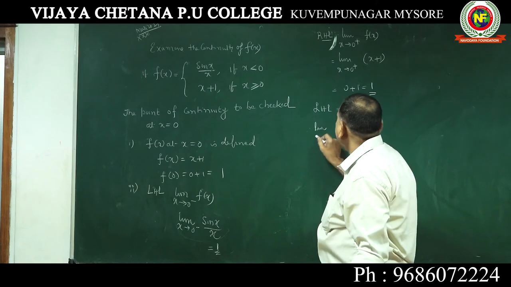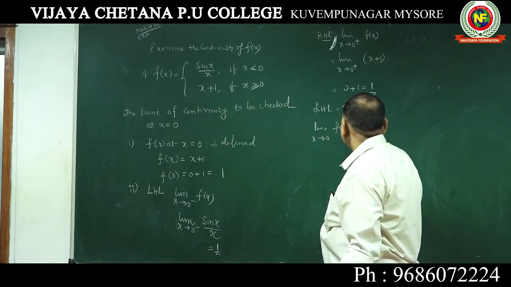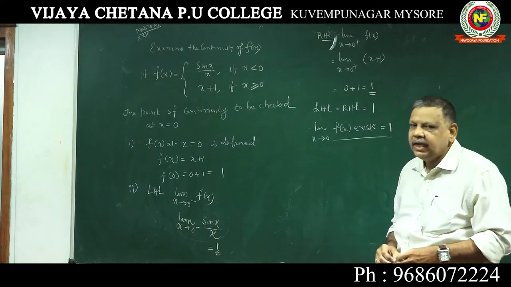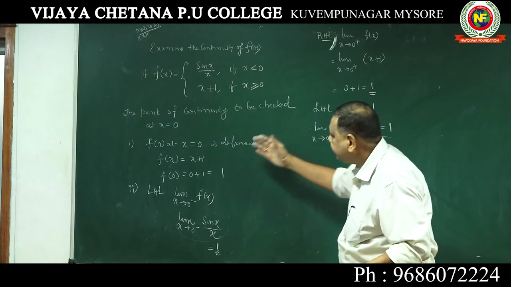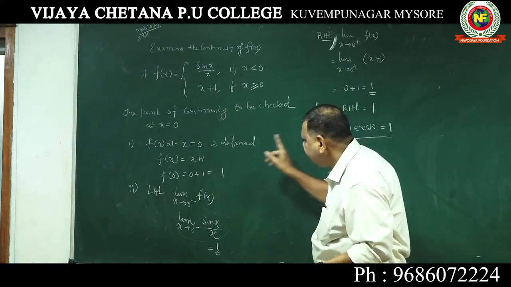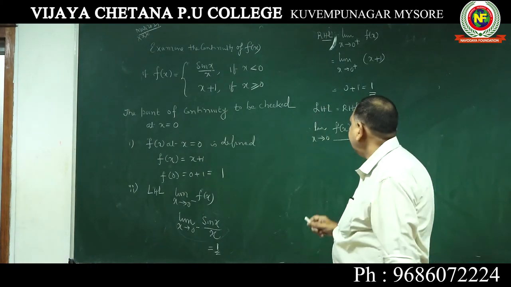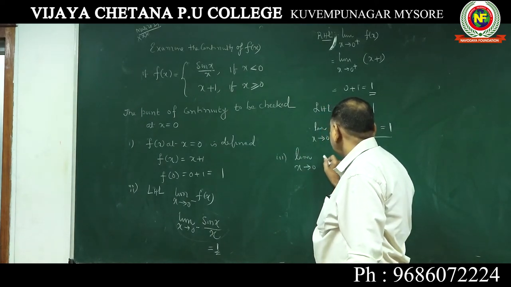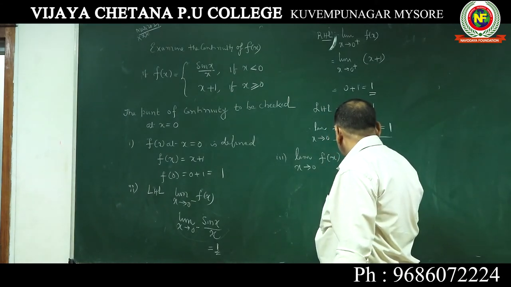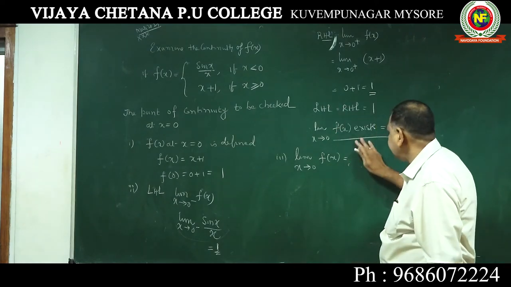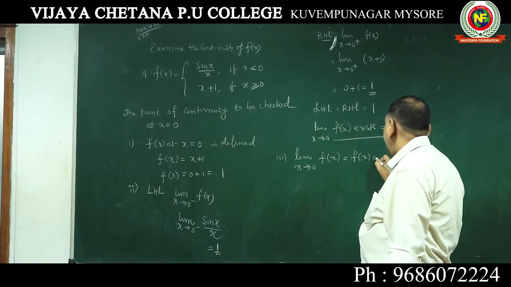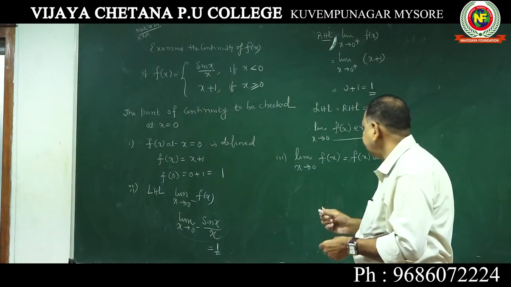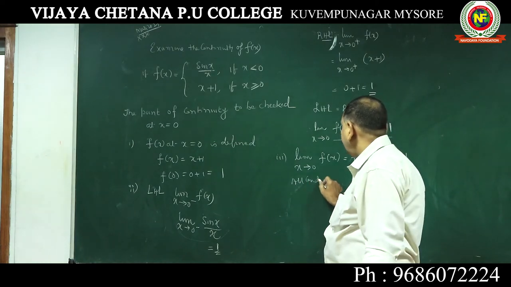Therefore, what is the conclusion? Limit x tending to 0 of f of x exists, and that is equal to 1. Limit x tending to 0 of f of x exists and it is equal to 1. Now you can see, again one condition is the same thing. Limit x tending to 0 of f of x, and also f of x at x equal to 0, both have one value. You can write the third condition: limit x tending to 0 of f of x is equal to f of x at x equal to 0, that is 1. That is 1, this is 1. So conditions 1, 2 and 3 are satisfied. You can write all conditions satisfied.